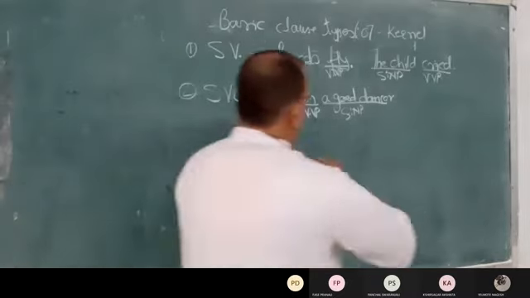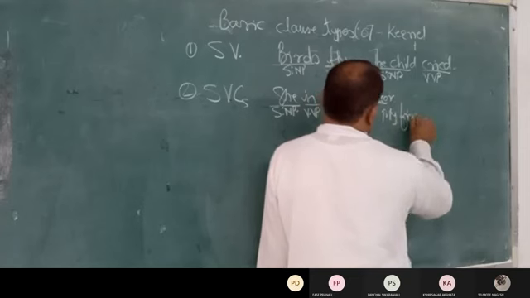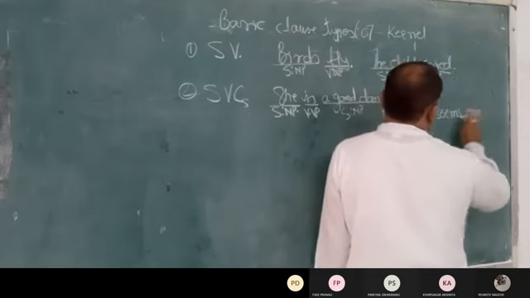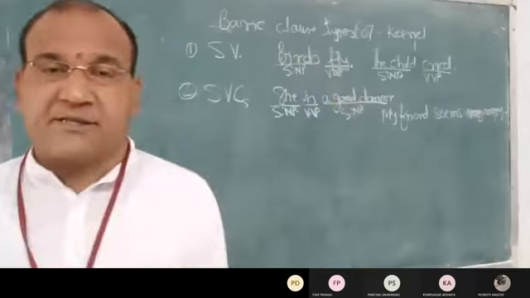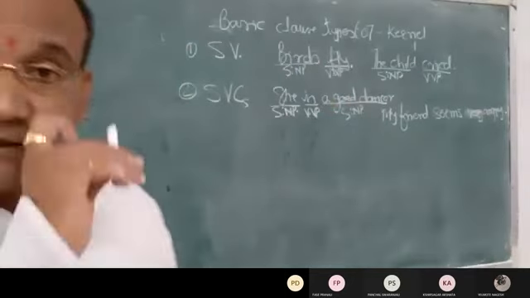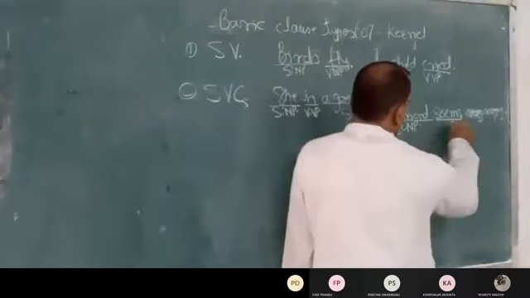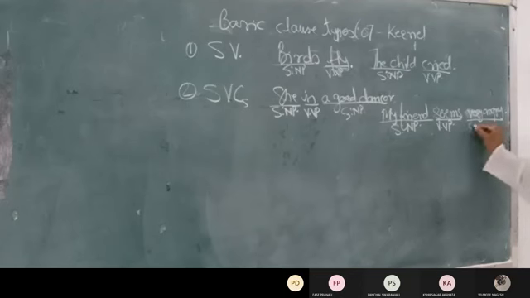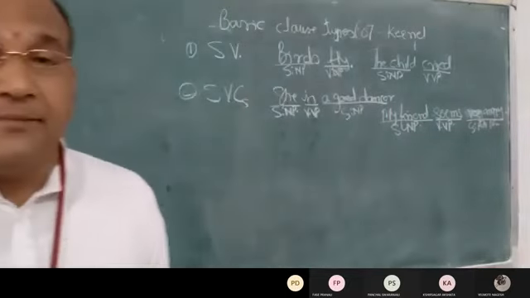Let us see. My friend seems very angry. My friend is the subject, seems is the verb, and very angry refers back to friend. So it is the complement to the subject, and that is an adjective phrase. Clear?